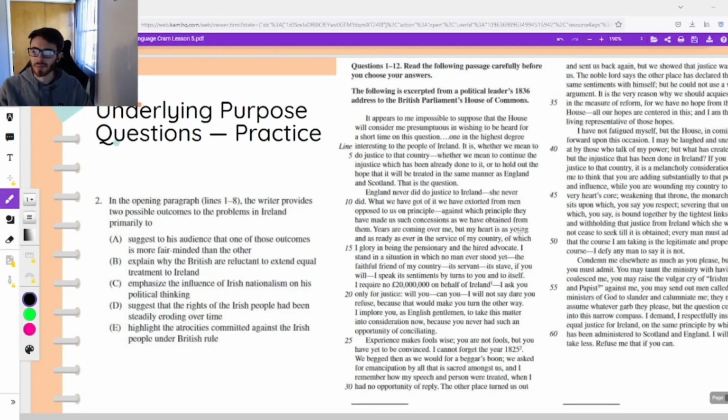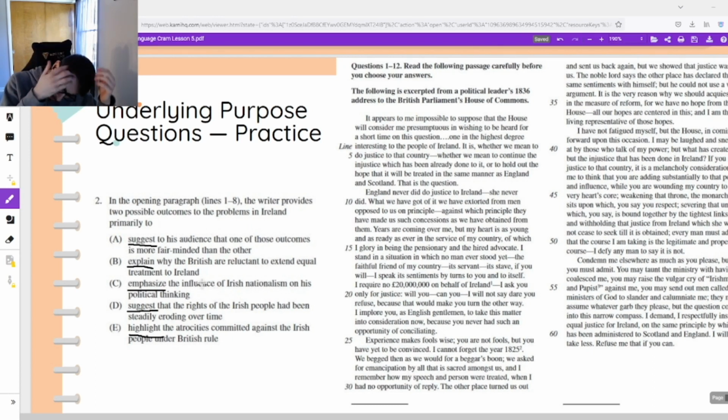So we're working with the same passage here, the one about Ireland. The question asks, in the opening paragraph, the writer provides two possible outcomes to the problems in Ireland, primarily to what? And if you look, right, suggest, explain, emphasize, suggest, highlight. In this case, a lot of these verbs are very similar, so we might not be able to eliminate any of them at all with our verb scanning, and that's fine, that happens sometimes. But we can check on that in a little bit.